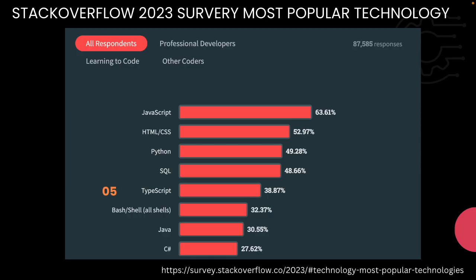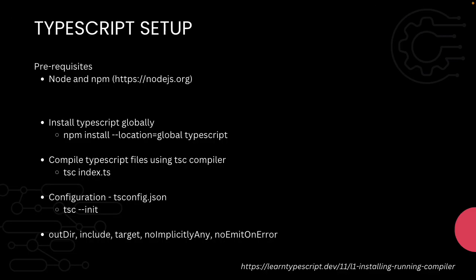Stack Overflow does a survey every year about different things like the most popular technology and the most loved, and as you can see, TypeScript is number 5, which is very good. That's why, if you're in the web development space and learning JavaScript, TypeScript is very beneficial to learn. At the moment, it has become a de facto standard if you're working in a company. Every company now uses TypeScript, so it's always good to learn it.